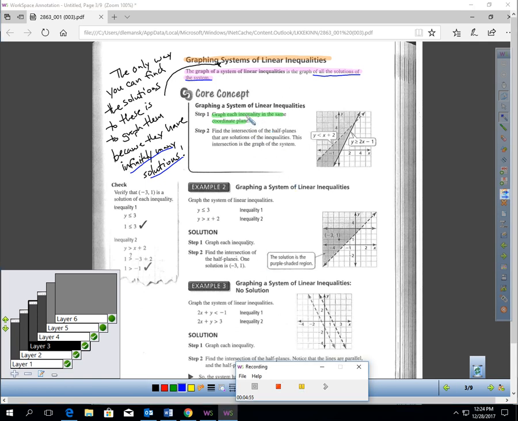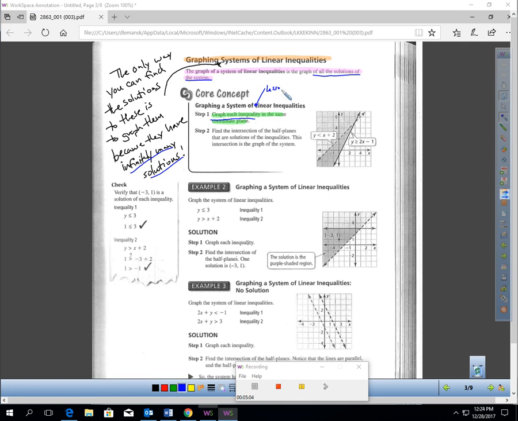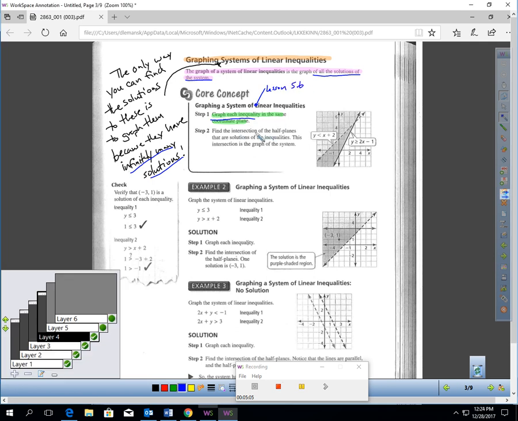You learned how to graph an inequality in the last lesson. So this is a review of lesson 5.6. We're going to graph two inequalities in the same plane. From there, we are going to find the intersection of the half planes that are solutions of the inequalities. This intersection is the graph.